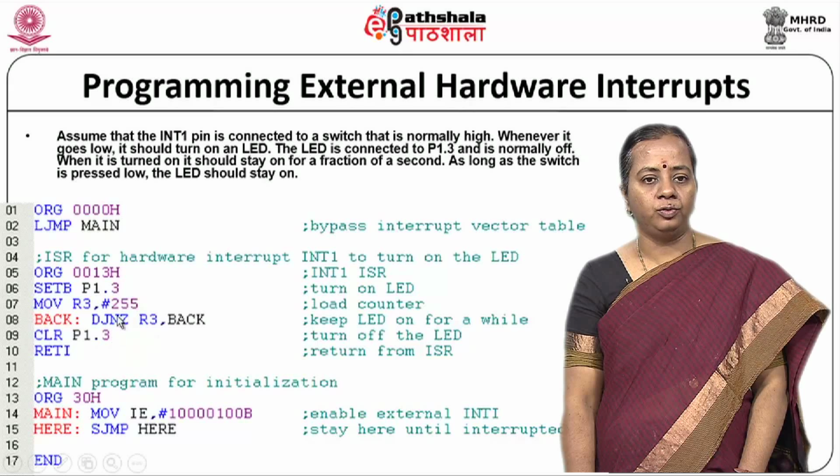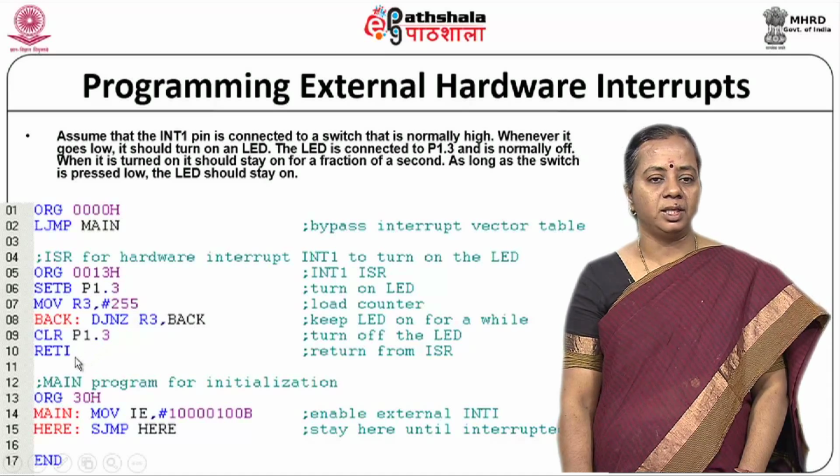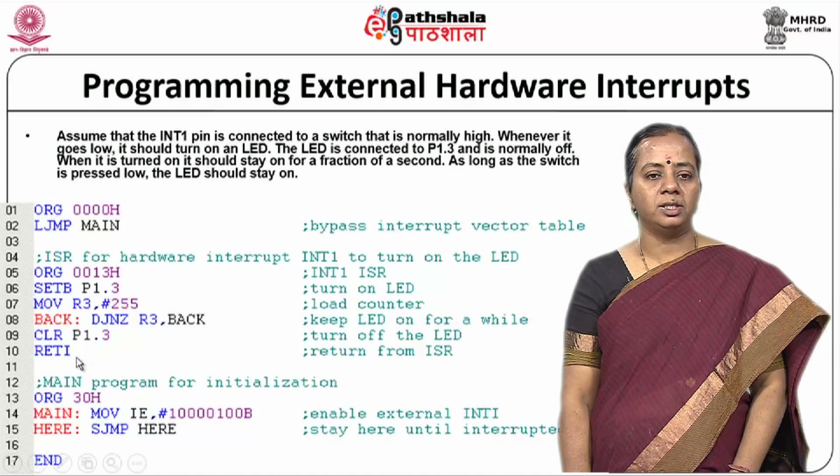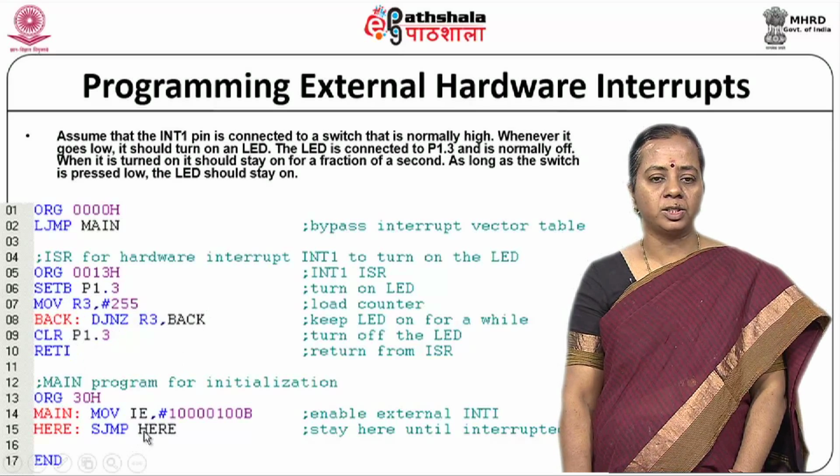After 255 is over and R3 is 0, it comes down where we clear P1.3. So, the LED which is connected to P1.3 is on for the duration where the system is held up decrementing R3 from 255 to 0, and then RETI. RETI is nothing but it says that the subroutine is over and it comes out. We have to restore the program.